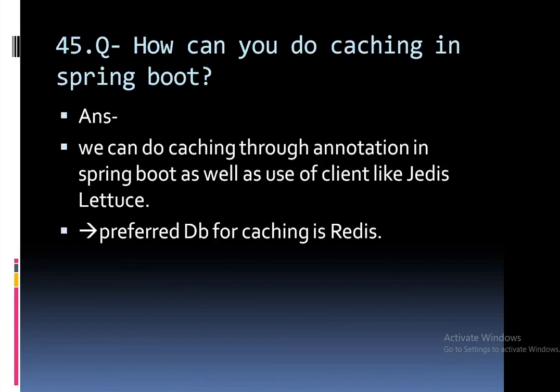How can you do caching in Spring Boot? Caching is a mechanism to lower the execution time of a particular process. We can do caching through annotations in Spring Boot, as well as by using a caching client like Ehcache. So in these two ways, through annotations and also by using a caching client. The preferred DB for caching is Redis. Redis is a caching DB.